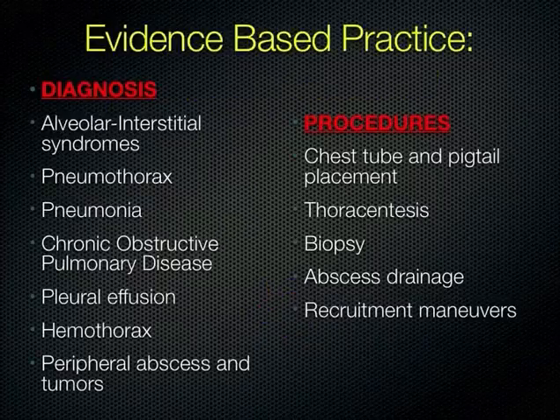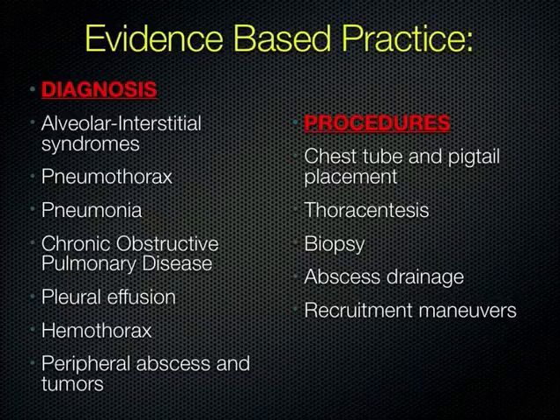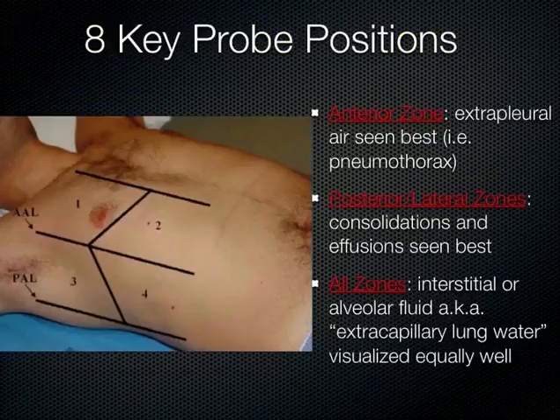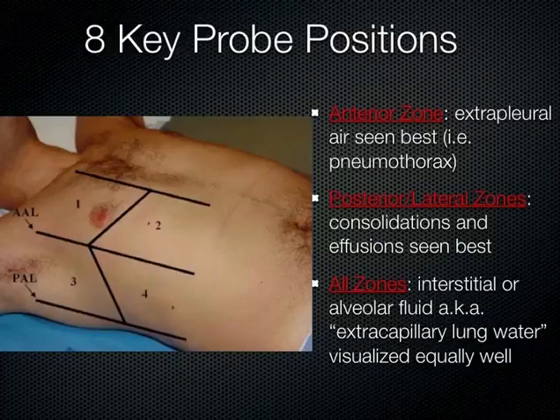There are some key probe positions which you'll be practicing today in your practical sessions, but it's also a good habit to get into to look at all 8 key probe positions on the chest. There are 4 on each side. If you delineate the chest by the sternum, the anterior axillary line, and the posterior axillary line, you divide the chest into 4 areas on each side.